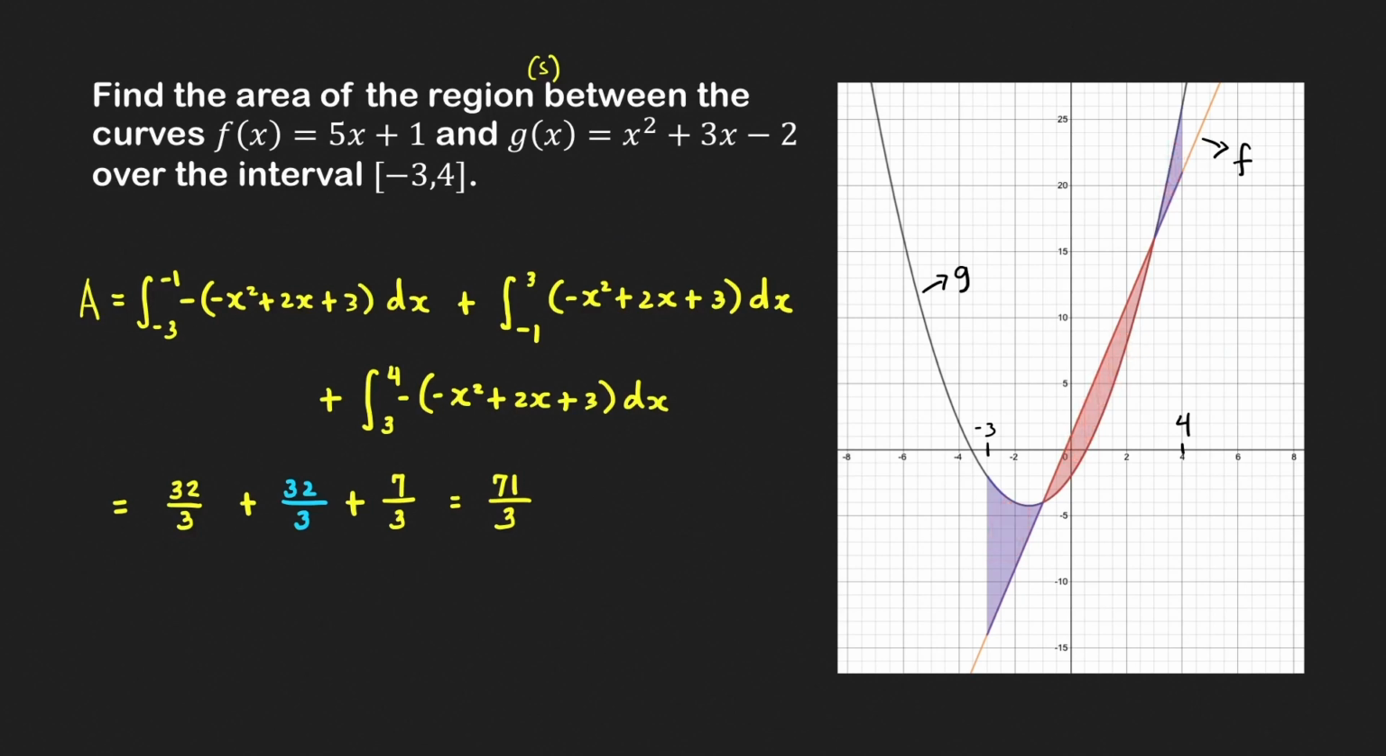And we see that in this first region, the parabola is higher than the line. So actually this expression here is the same thing as g of x minus f of x. And then on the closed interval -1 to 3, the line is higher than the parabola. So in this case, this expression is equal to the line, which is f of x, minus g of x. And then in this third region here, the parabola is higher than the line. So this expression here is equal to g of x minus f of x.